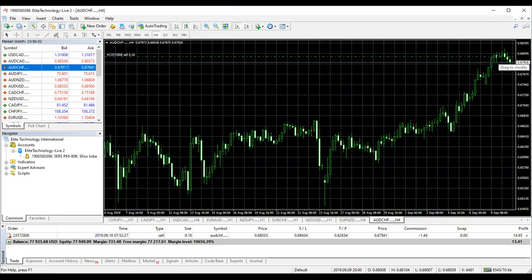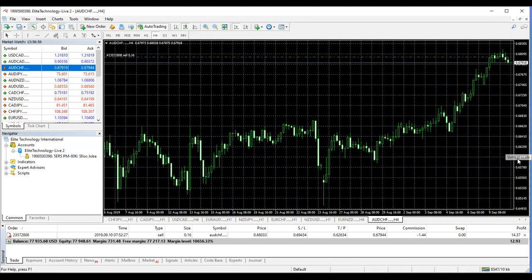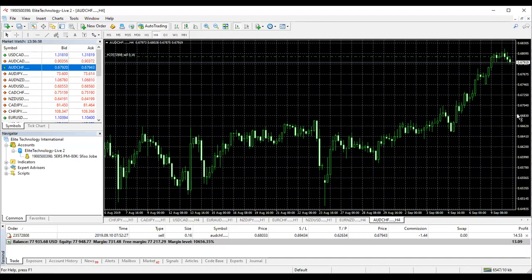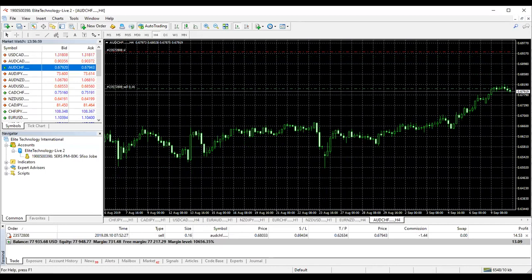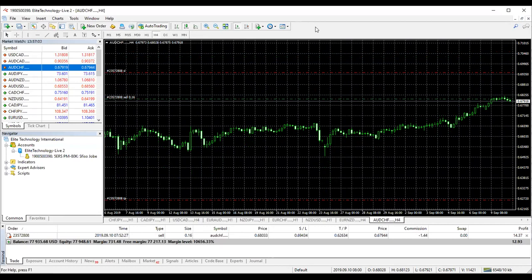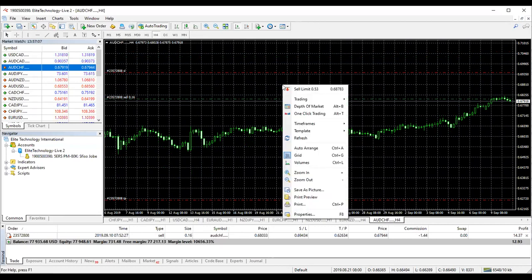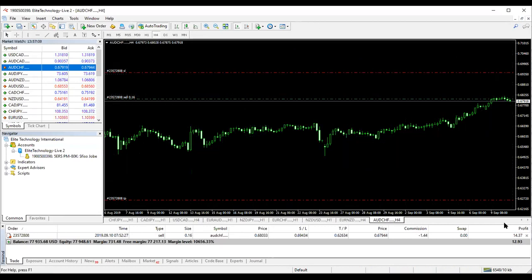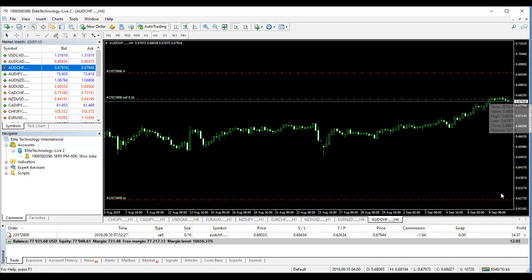So I sold here, and I'm expecting this thing to come down all the way to... okay, wait. I'm expecting to collect my profits down there on the red one. Let me remove the grid so that you can see. So I'm expecting to close my profit there. I've sold there, and I want to close my profit there.